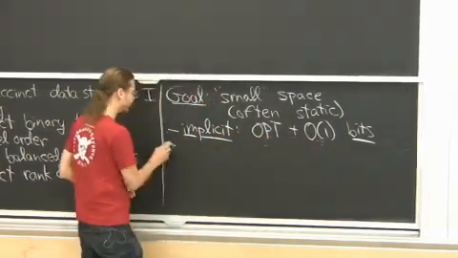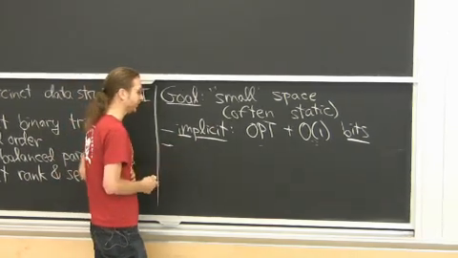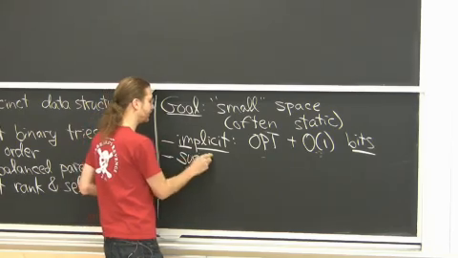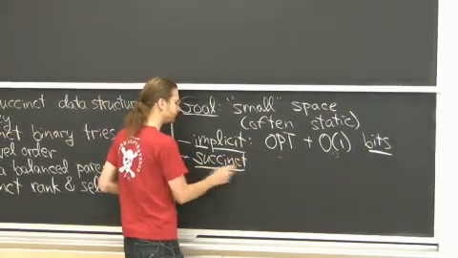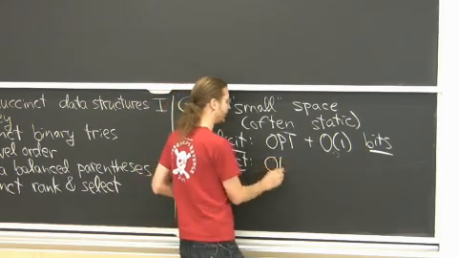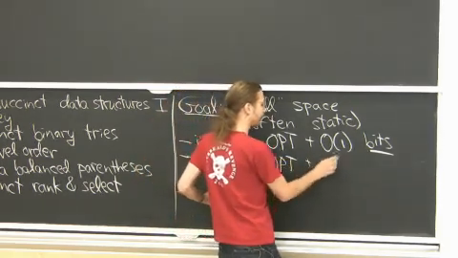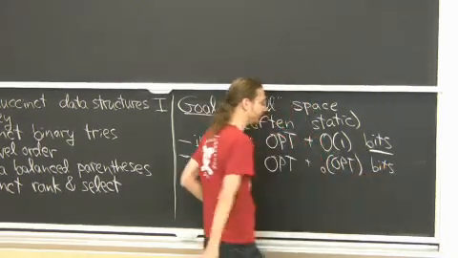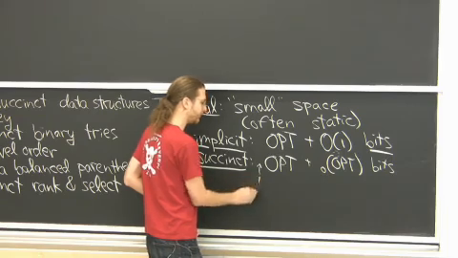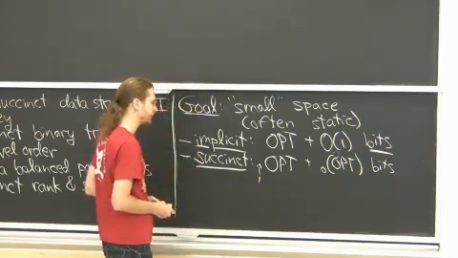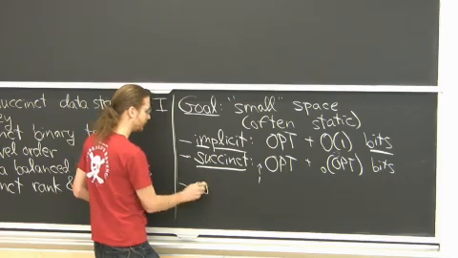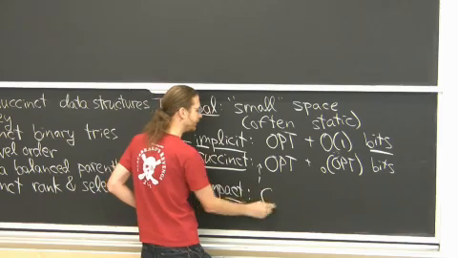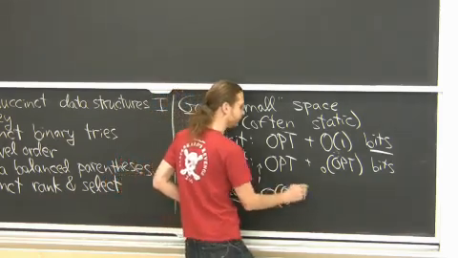Sometimes you can really get 0, but the next best thing would be a succinct data structure, where the goal is to get opt plus little o of opt bits. So the key here is to get a constant factor of 1 in front. And then the worst thing in this regime is still pretty good. It's order opt bits.